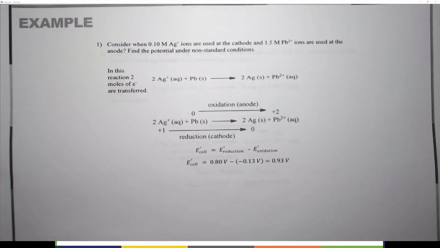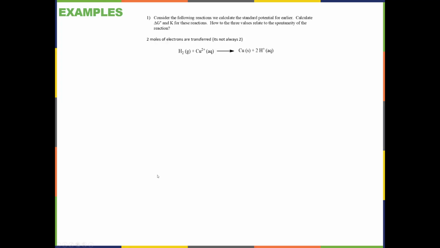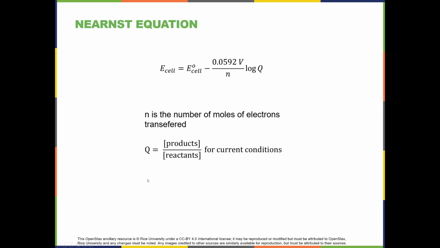The last thing that we want to look at here explains essentially why batteries die. And this is called the Nernst equation. You'll notice that this is very similar to the equation we just used with the 0.0592 volts over N, except this time we have log Q instead of log K. In this case, again, N is the number of moles of electrons that are transferred, and Q is current conditions, products over reactants, instead of K, which is equilibrium conditions.